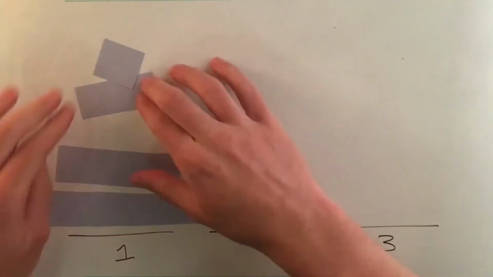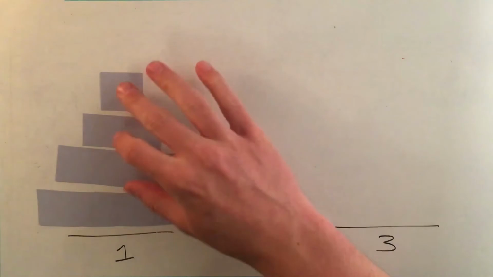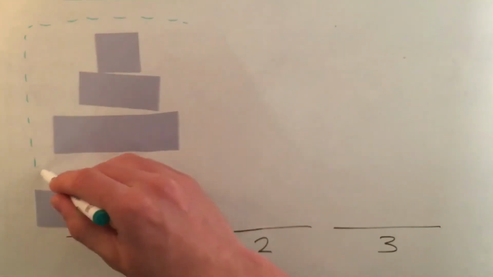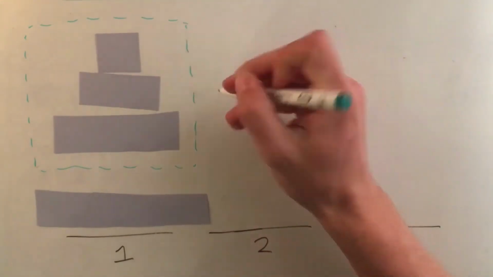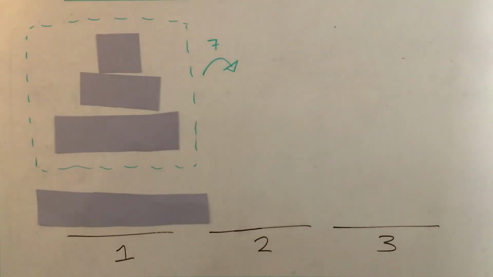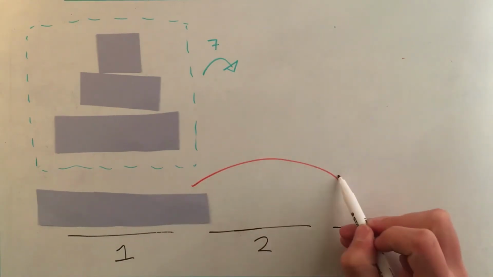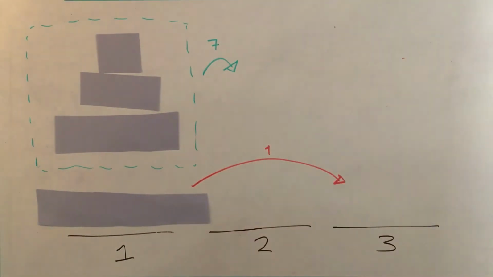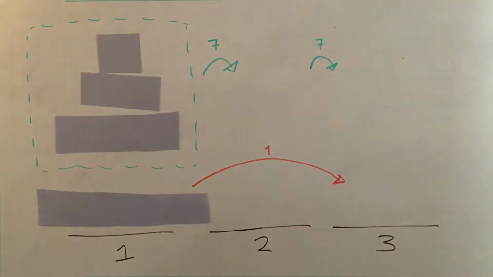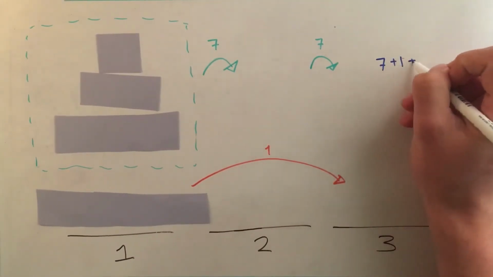As a hint, I asked you to use the fact that you already knew how to move a 3-block tower. We could actually simplify our solution by moving all of the smallest 3 blocks at the same time, knowing that this actually takes 7 moves. This allows us to move the largest block, and we can then move the smallest 3 again in 7 moves, which gives us a total of 7 plus 1 plus 7, or 15 moves.